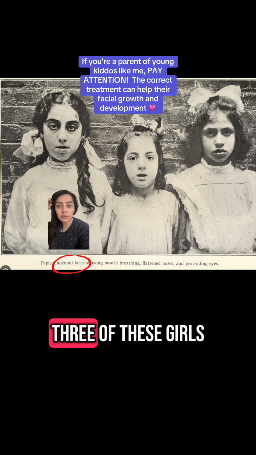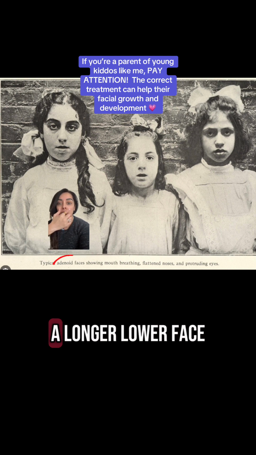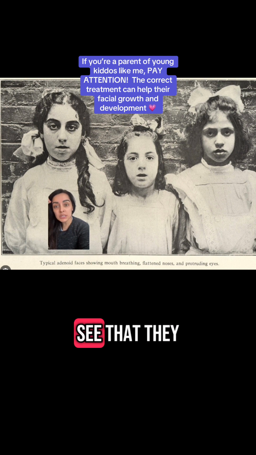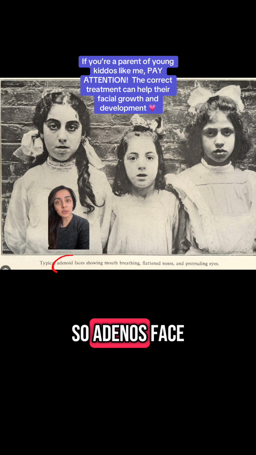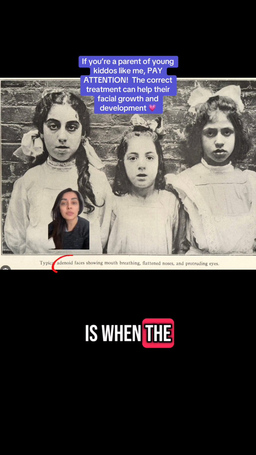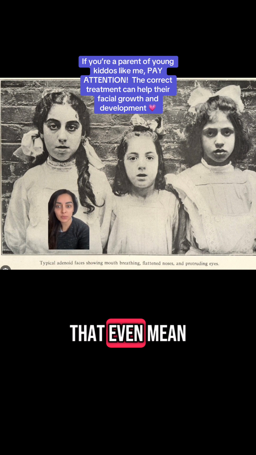If you take a look at all three of these girls, they all have their mouths open. They all have a longer, lower face. And you can see that they have sort of bags under their eyes, or their eyes are kind of protruding. So adenoid face is when the face is not developing as it should ideally. So what does that even mean?